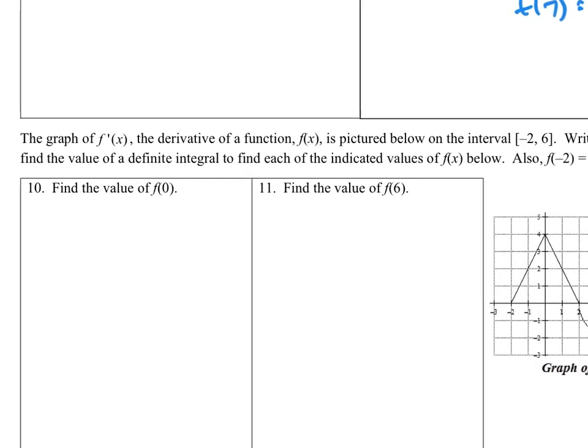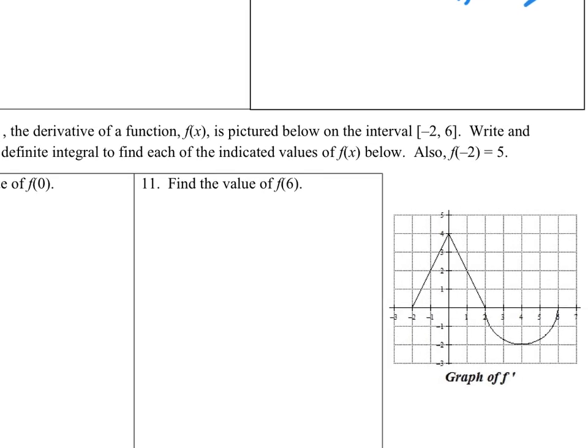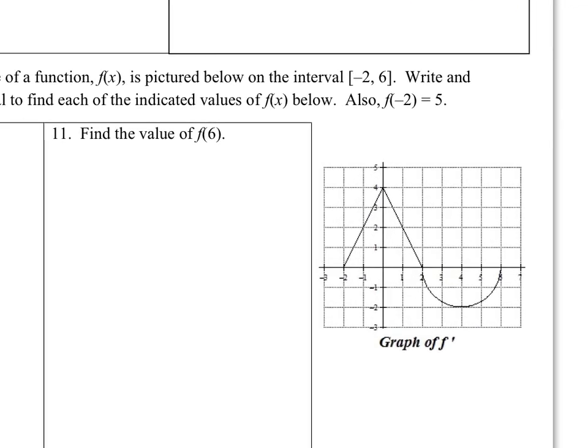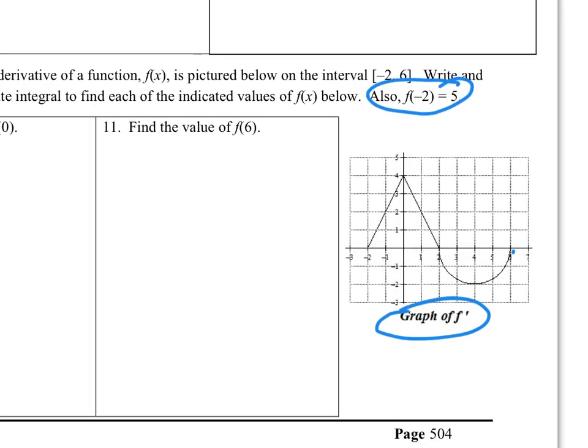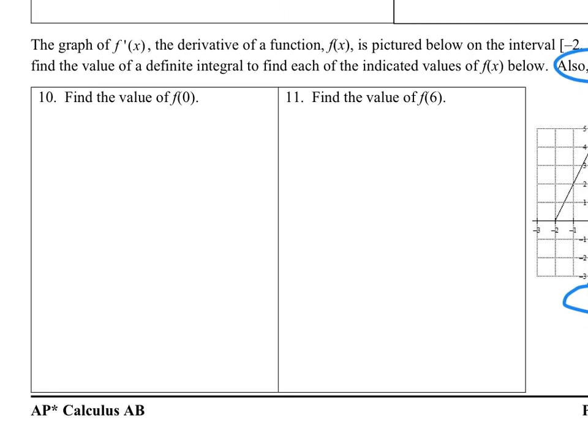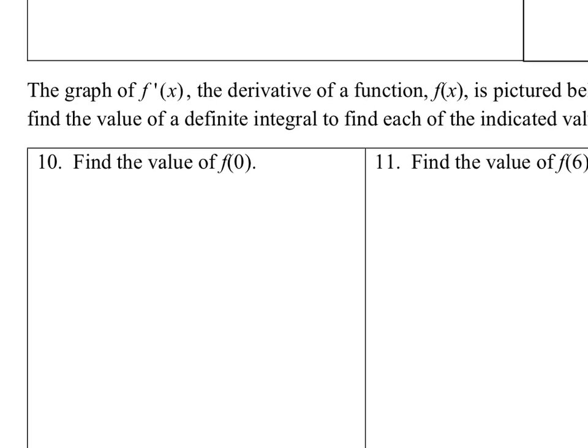The graph of f prime, the derivative of function f of x, is pictured below. Okay, again, graph of f prime, from -2 to 6. Find the value of a definite integral to find each of the indicated values below. Also, FYI, f of -2 will always be considered a 5. Remember, that's not f, that's f prime. So, number 10, find the value of f of 0.